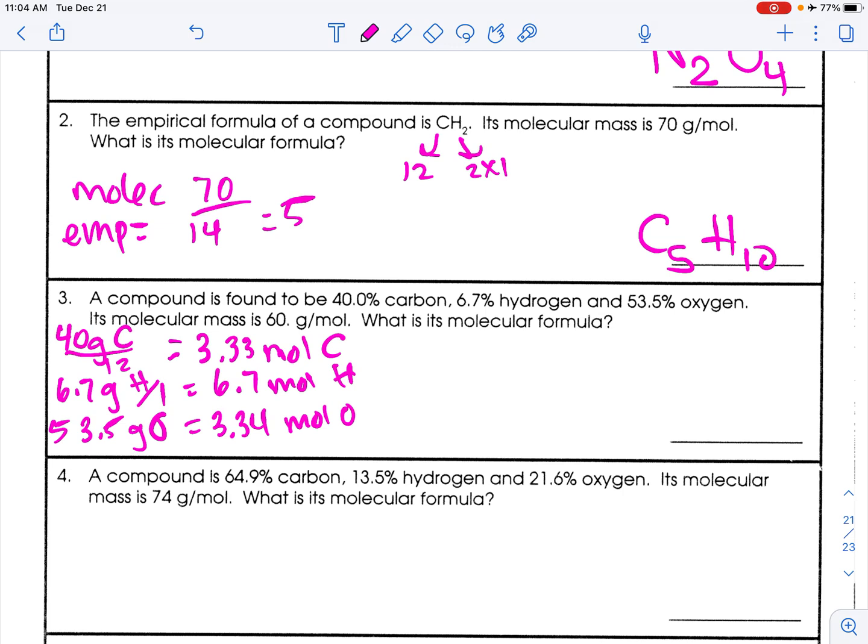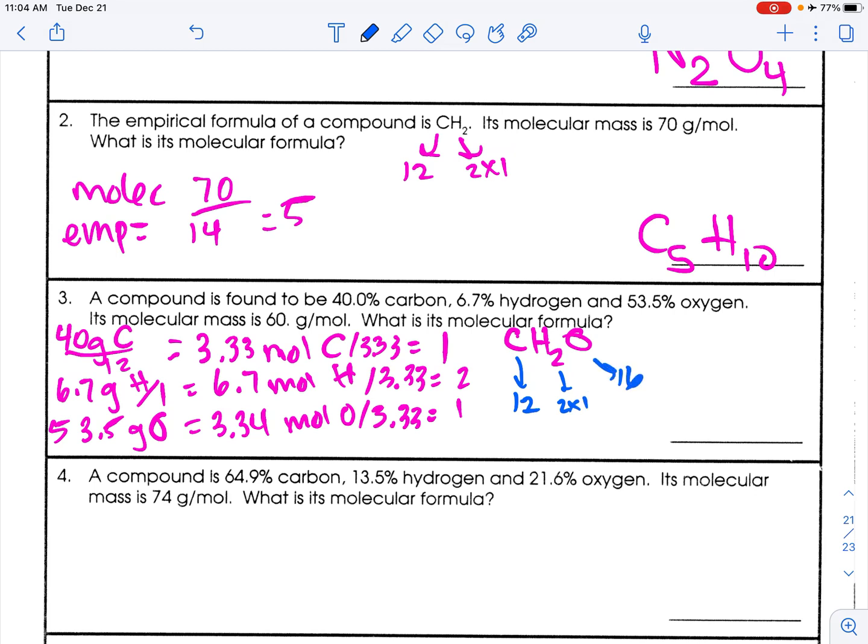So taking a look at that, it looks like 3.33 is the smallest. So if I divide each of these by 3.33, it's going to be a 1. This is going to be a 2. This is going to be a 1, which means our empirical formula is C1H2O. So now that I've done that, I need to find my GFM. This is going to be 12. This is going to be 2 times 1, which is 2, and this is going to be 16. So 12 plus 2 plus 16. So my empirical GFM is 30. It already told us my molecular GFM is 60, so that's a factor of 2. So I'm going to take that number 2, and multiply it by all the subscripts that we already had. So that's C2H4O2.